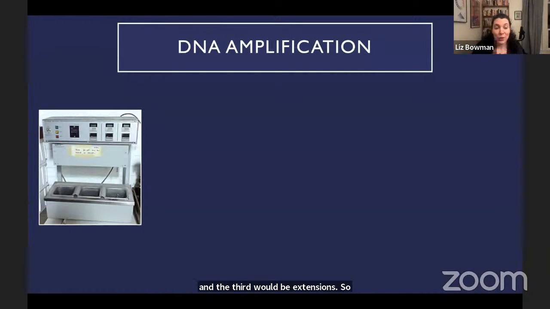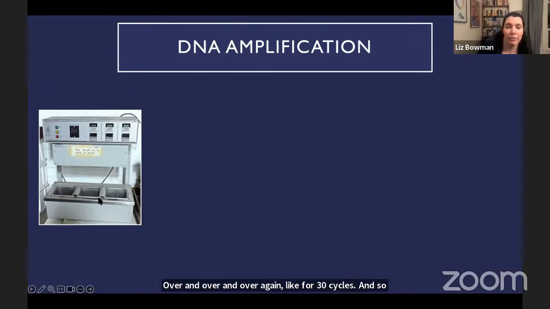The second one would be annealing of the primers to the DNA, and the third would be extension, so making the copies. And so previously, before my time, in my PI's time, you would have to stand here and move your samples between each bath over and over and over again, for 30 cycles. And each step is maybe a minute.